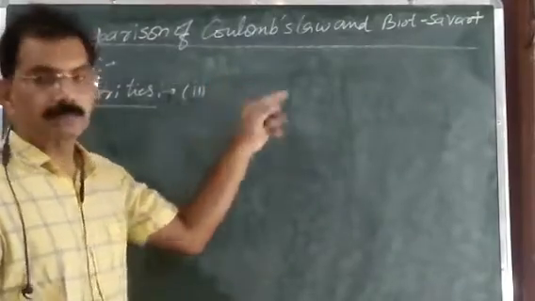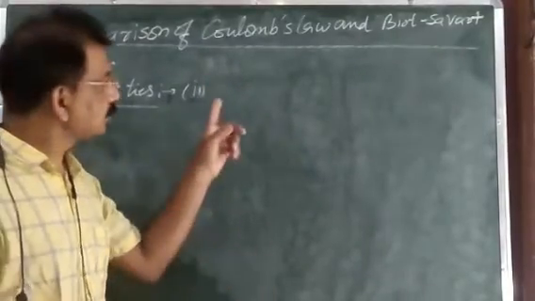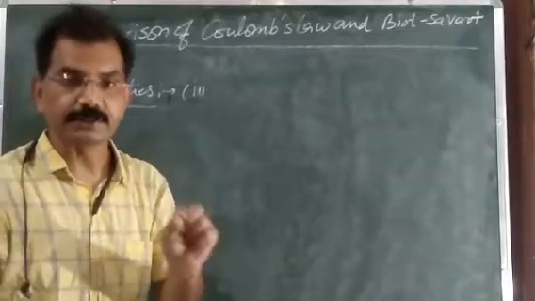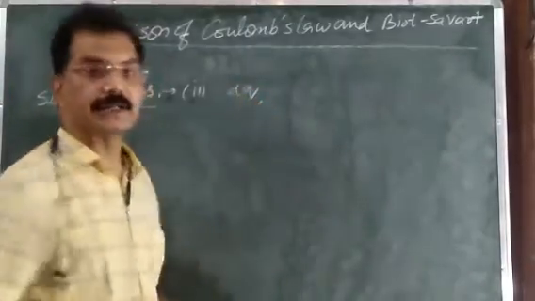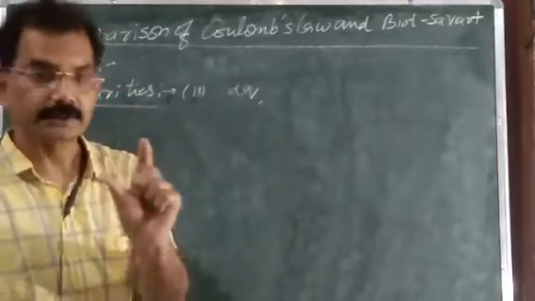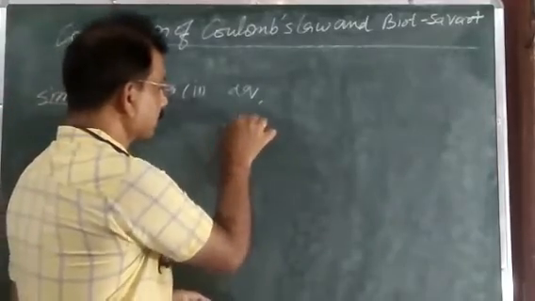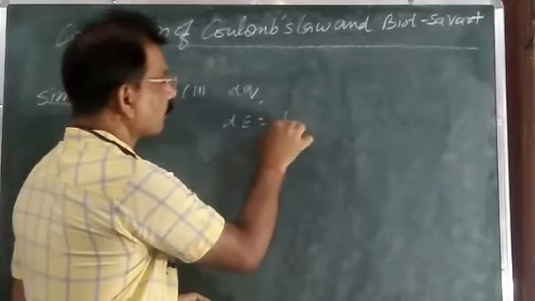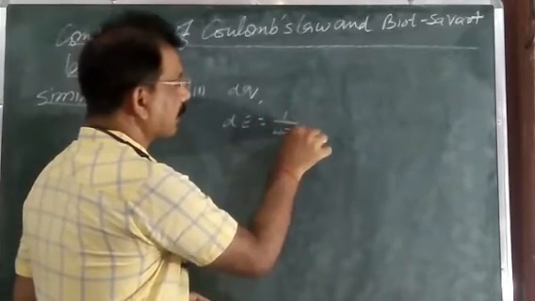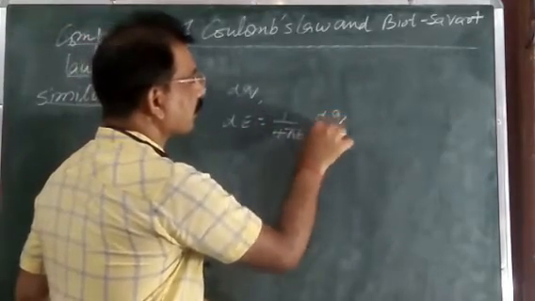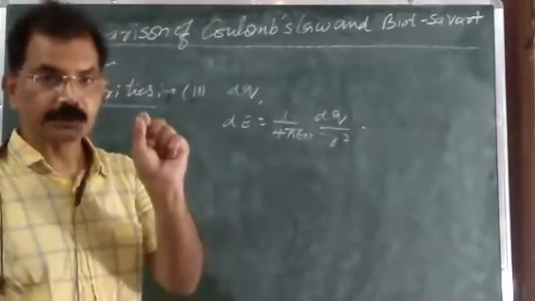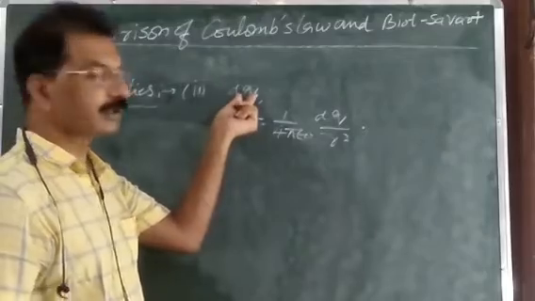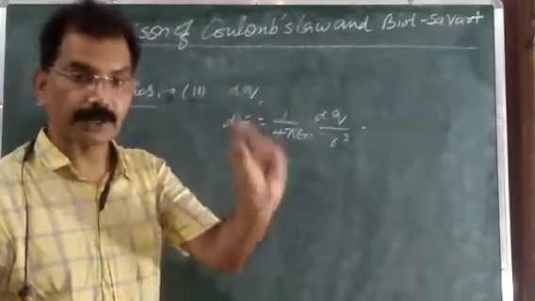According to Coulomb's law, the magnitude of the electric field due to a charge dq at distance r from it is given by dE is equal to 1 upon 4 pi epsilon naught dq upon r square. This is the magnitude of the electric field due to a charge dq at distance r from it.